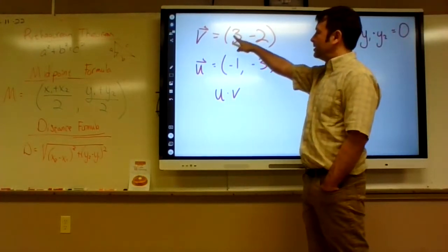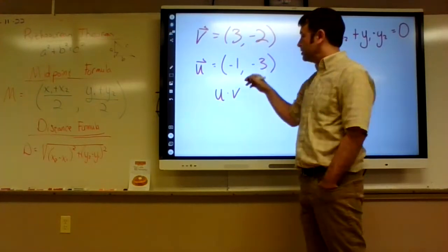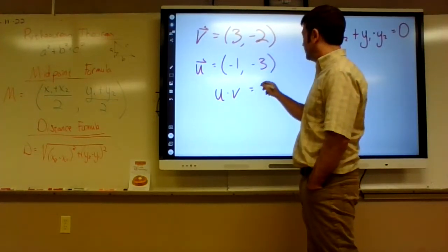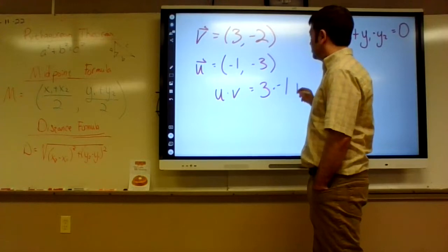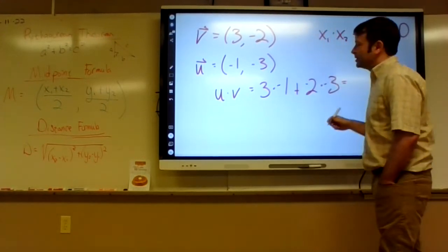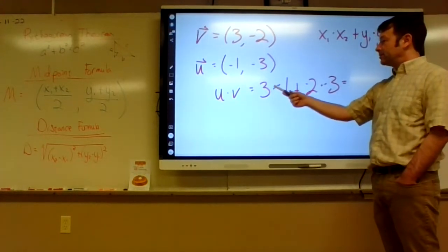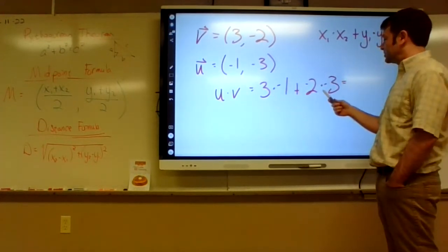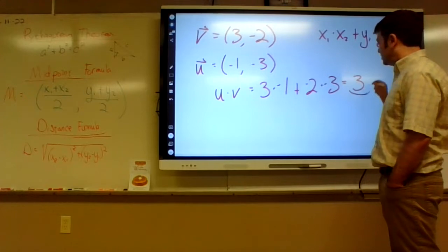So if I was finding the dot product for these two, it would be 3 times -1 plus -2 times -3, which I just made these numbers up, so it's not going to come out to 0. But this would be -3 plus 6 is 3.